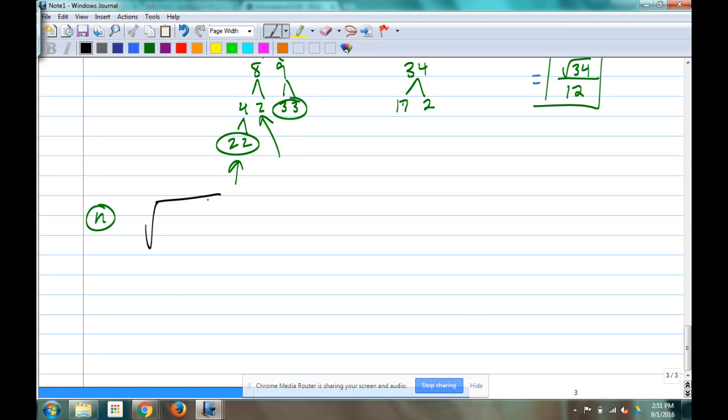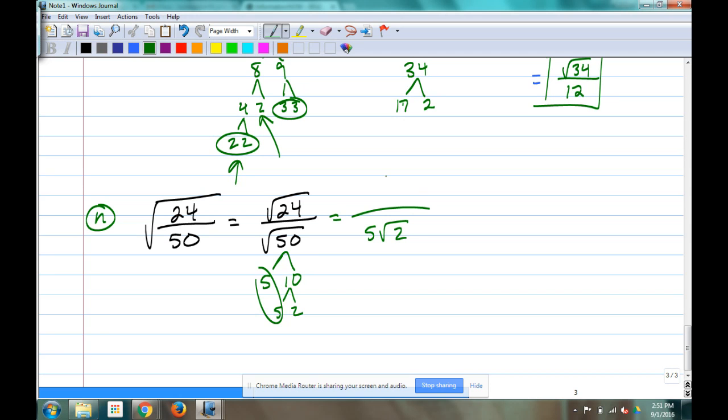Let's say you got square root of 24 over 50. You break that apart. I'm thinking, okay, 5 times 10. Pair of 5s. So radical 2 again. And then I'm not simplifying the top part yet. I'll go ahead and rationalize before I do that. The reason being that if I simplify the top now, after I rationalize, I may have to do it again. So I'm just saving myself some work from doing it to the numerator at the end.